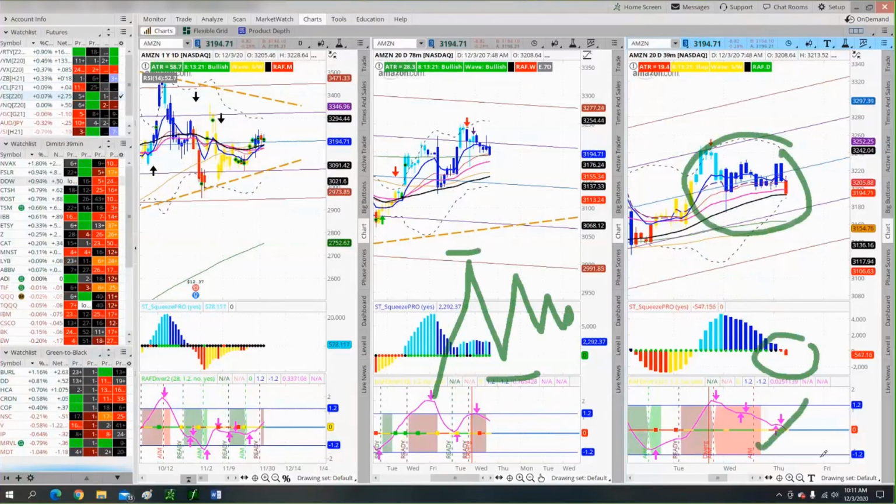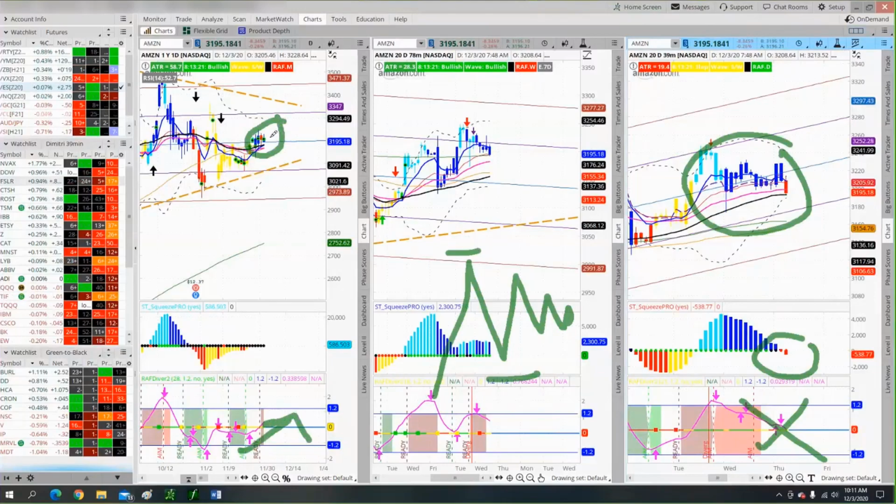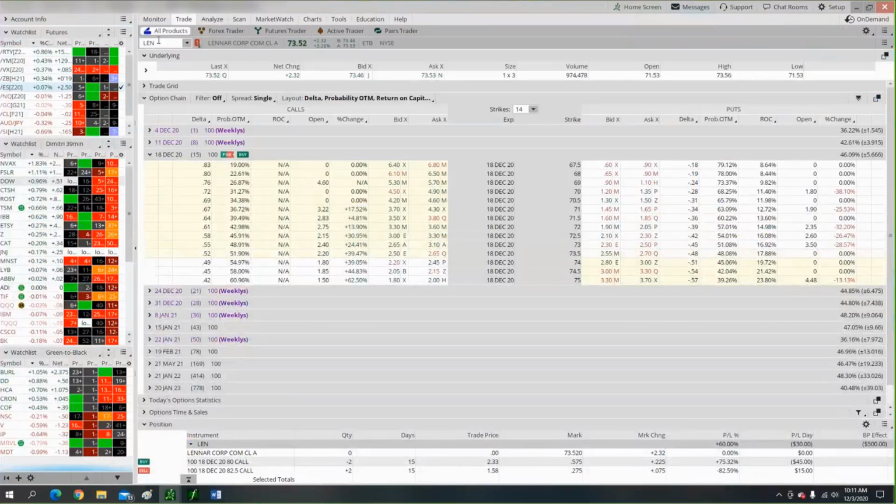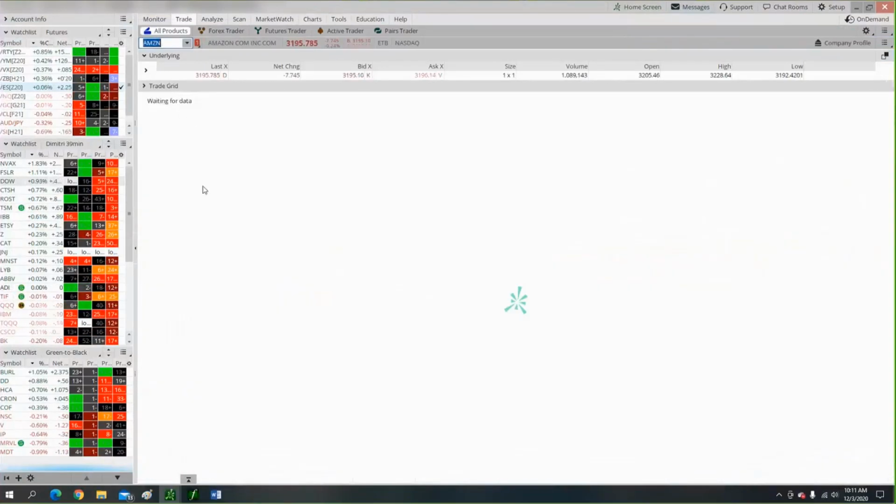I don't care about the ready, aim, fire. The daily time frame must be going up, and the blue has to be above the pink. If that happens, I will sell a vertical spread, 14 to 17 days. So I would go to Amazon. I'm not doing it right now, I'm just showing you.